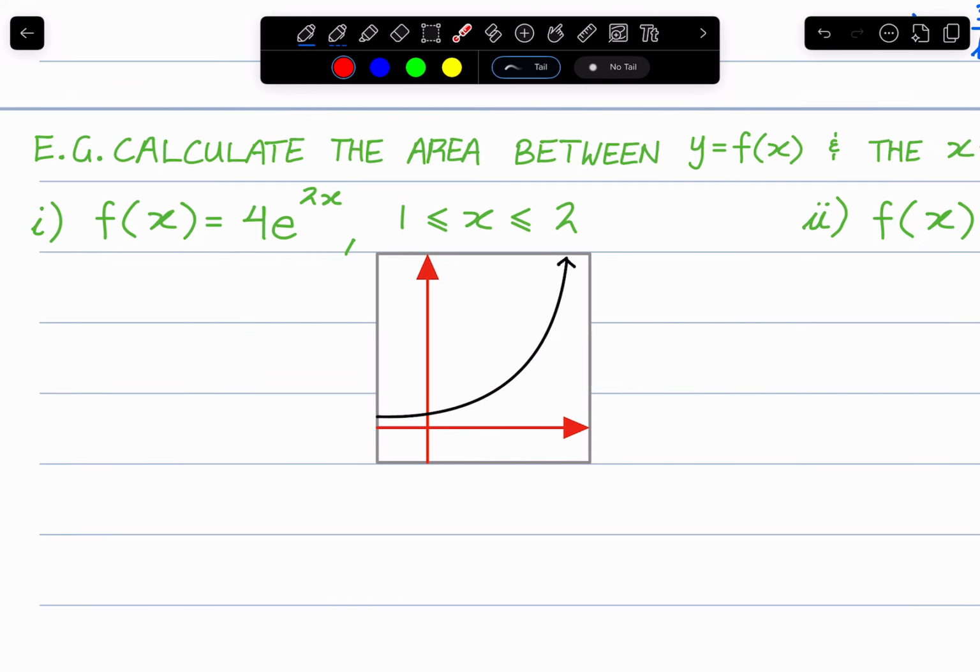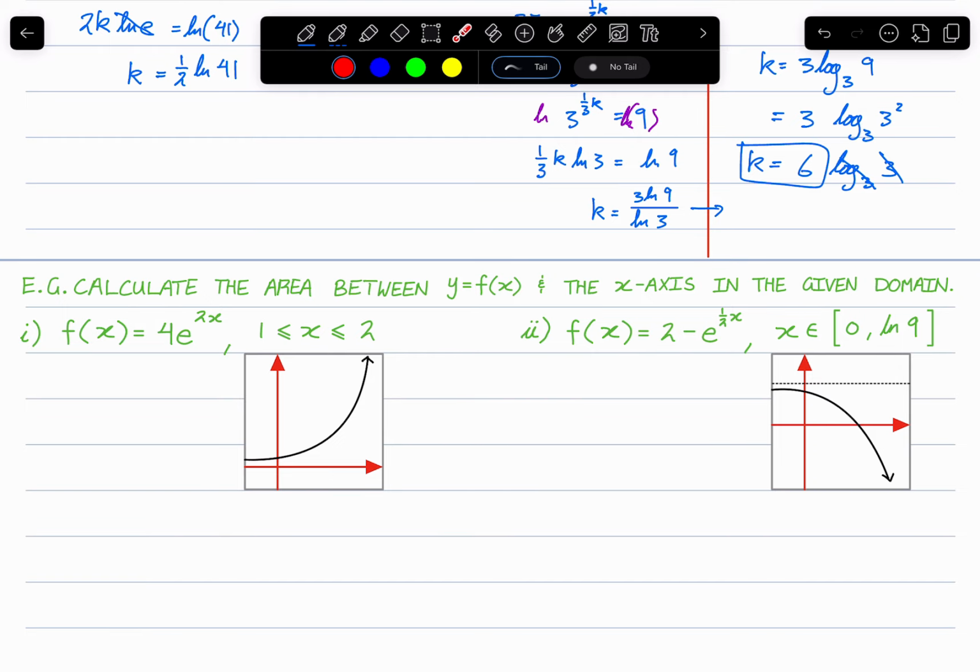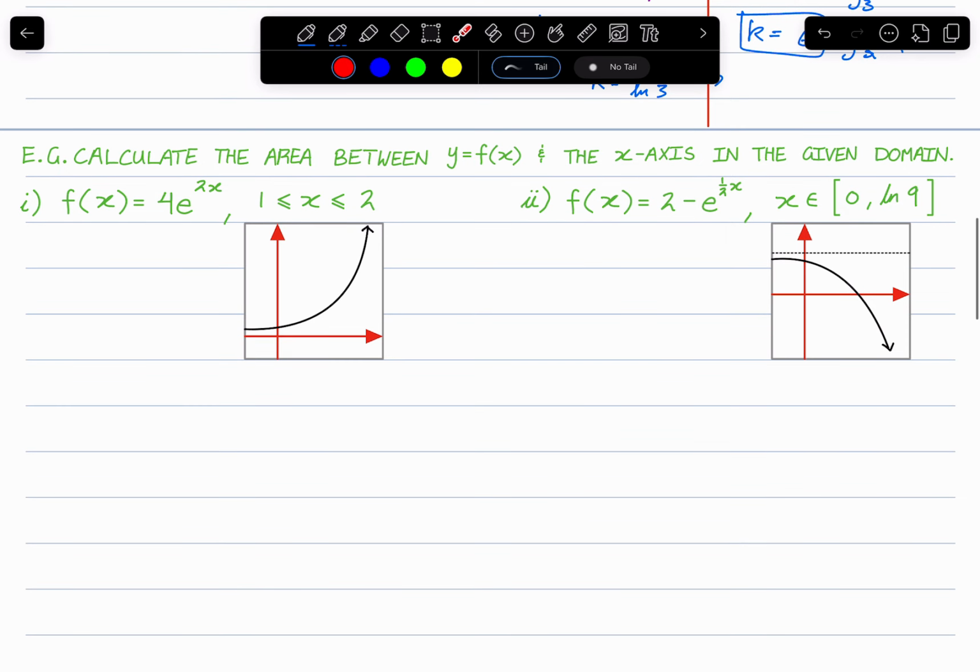Hello class, this is a video tutorial on calculating the area between functions and the x-axis of exponential functions. So let's go straight into these two examples, one easier one and one slightly more tricky.